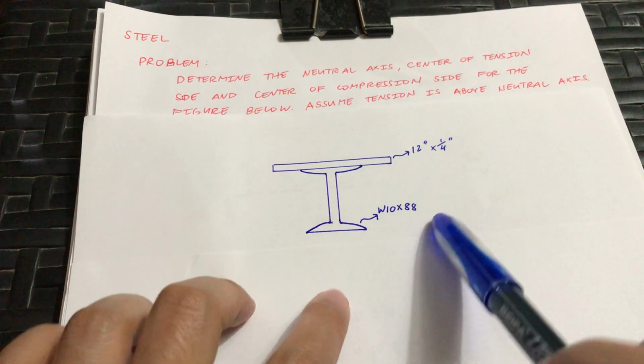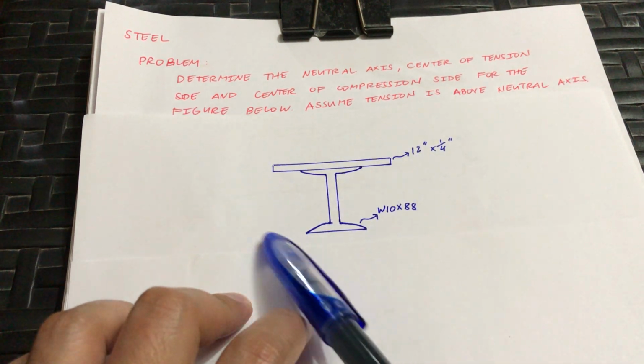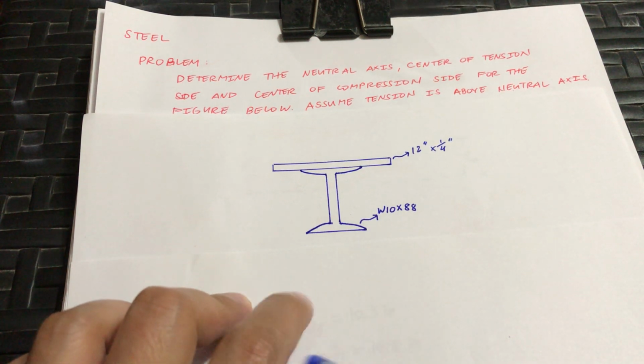So we have, this is the figure for the given problem, wherein it is a built-up section of a plate above the W10x88 wide flange.